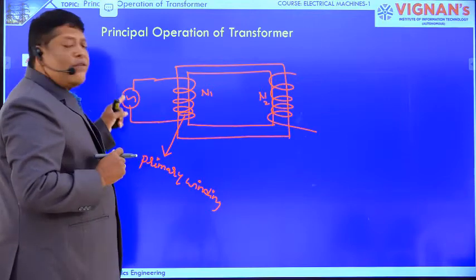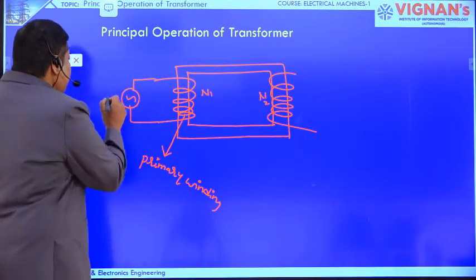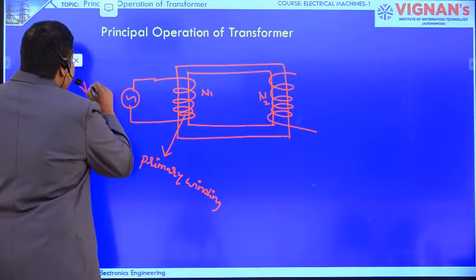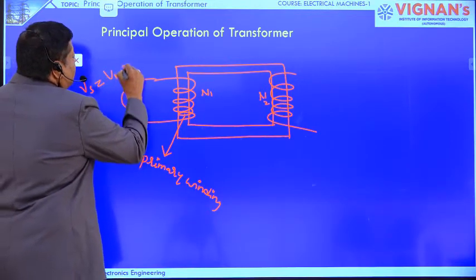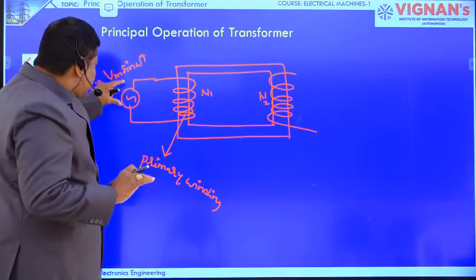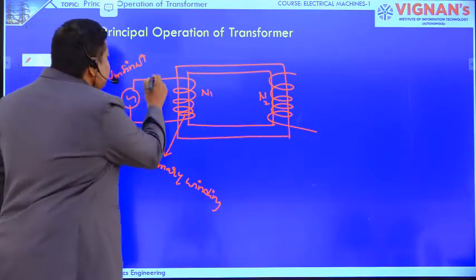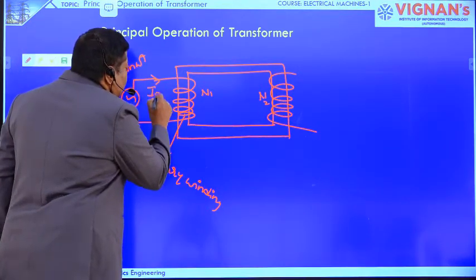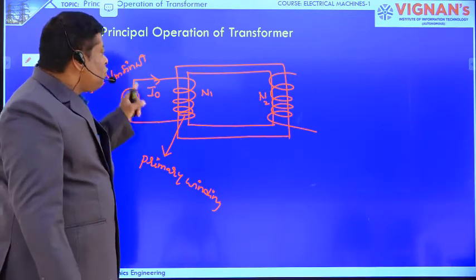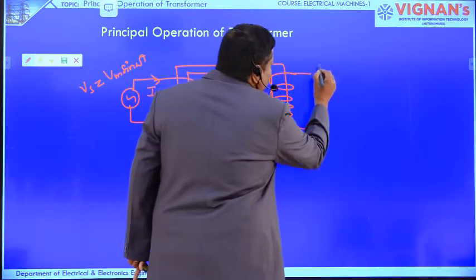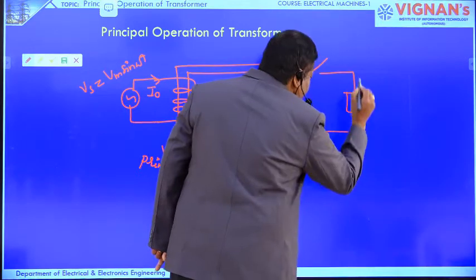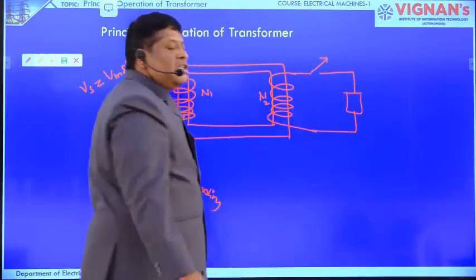Now, whenever we are connecting a sinusoidal voltage source, we represent it mathematically as Vs equal to Vm sin omega t. Whenever we connect a sinusoidal voltage source to the primary winding, it takes some amount of current. Take that as the no load current I0. Why is it no load? Because if you take one switch and connect a load here, the switch is open. The switch is open circuit.